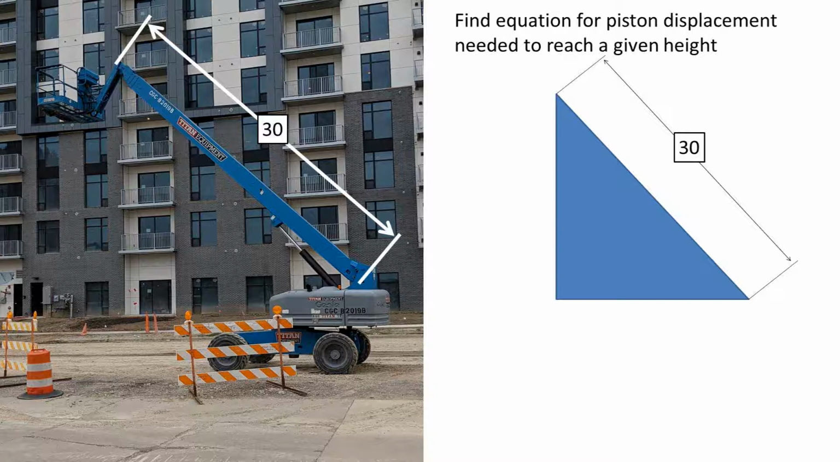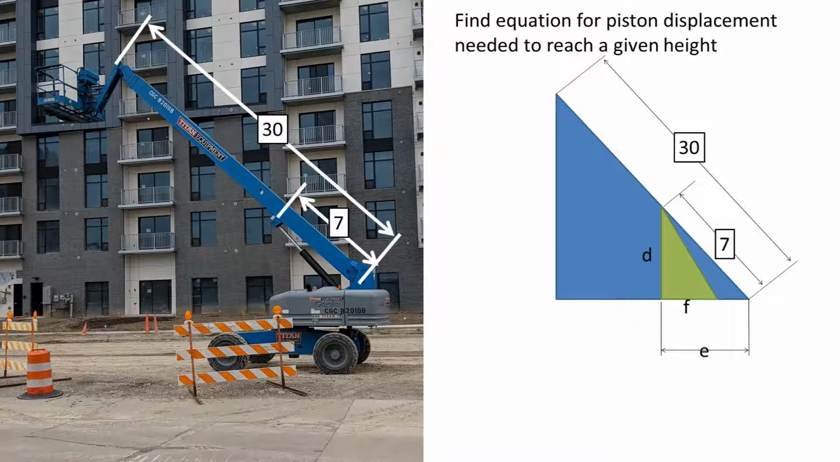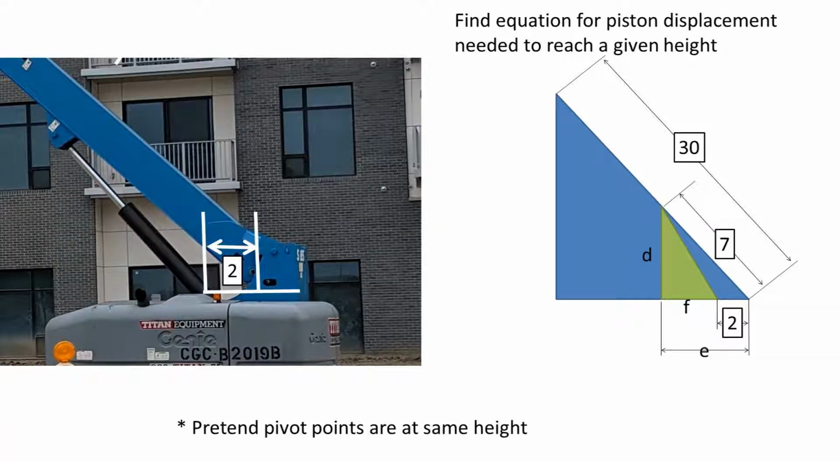In this problem, we have a boom lift with a boom length of 30 units. There's a piston that is attached to the boom at 7 units from where it is attached to the base, connecting pivot point. And this piston is attached to the base at 2 units from the connecting pivot point. Let's pretend the pivot points are at the same height above the ground.